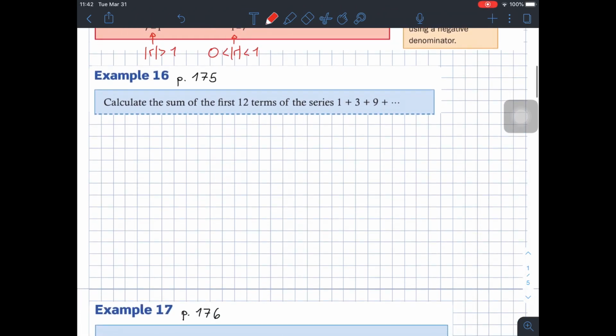Calculate the sum of the first 12 terms of the series 1, 3, 9, and then we have the ellipsis until the 12th term, right? So pay attention that in this exercise, we're not being told what type of sequence this is, right? So first of all, we need to identify if it's arithmetic, geometric, or neither.